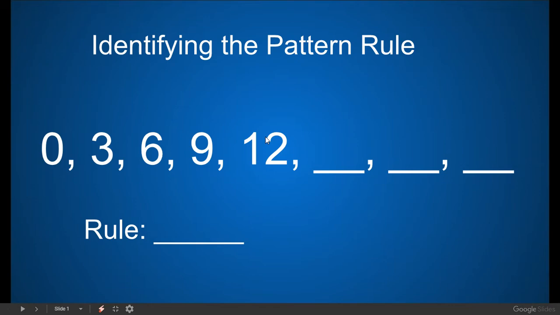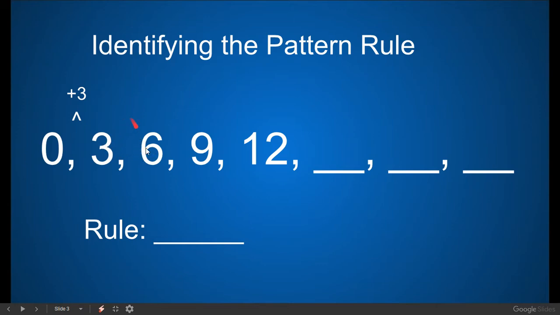To figure out what is happening over and over again, we're going to put carets between our numbers, this little thing, and it's going to let me know what happens from this number to this number. So from 0 to 3, to get from 0 to 3, what I need to do is add 3. So I'm showing that I added 3 to get from 0 to 3.